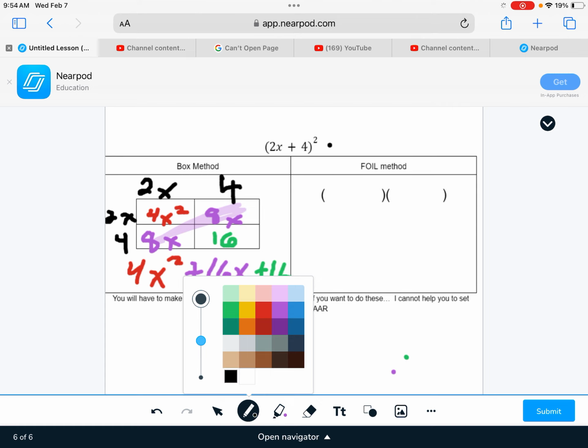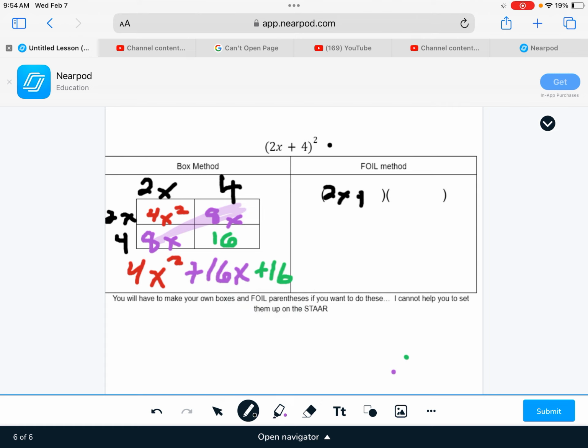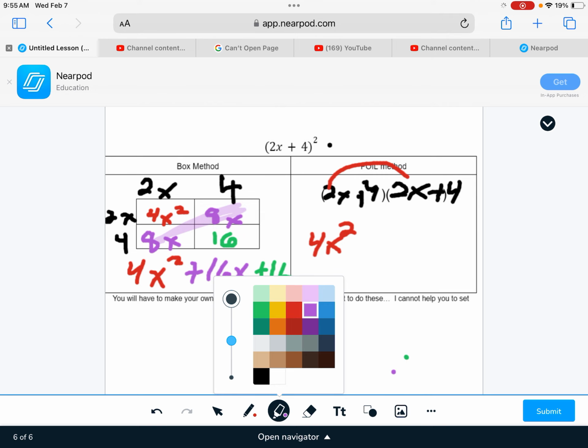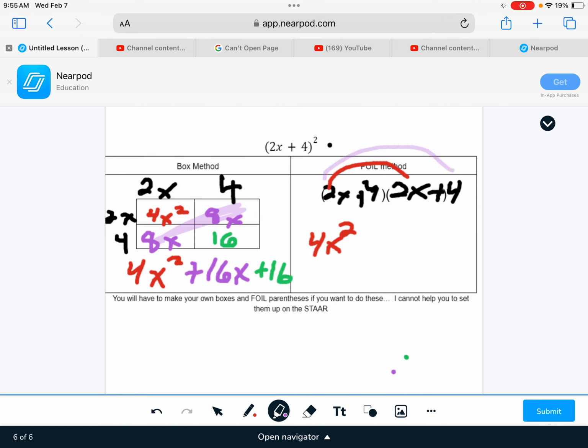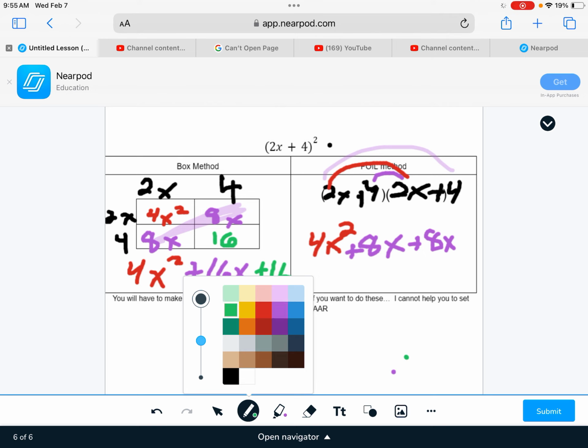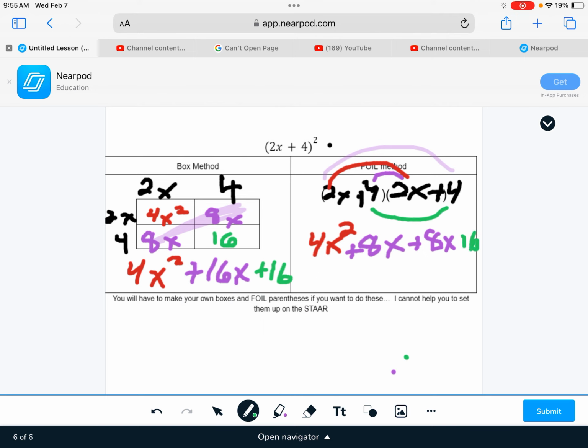I can multiply this doing the FOIL method. 2x plus 4, 2x plus 4. F for first, so my first terms are 2x times 2x, which is, again, 2 times 2 is 4, x times x is x squared. My outers, 2x times 4, is going to be 8x positive. Again, my inners are going to be 4 times 2x, which is plus 8x. And last but not least, my lasts, which are my 4 and my 4, which is a positive 16.